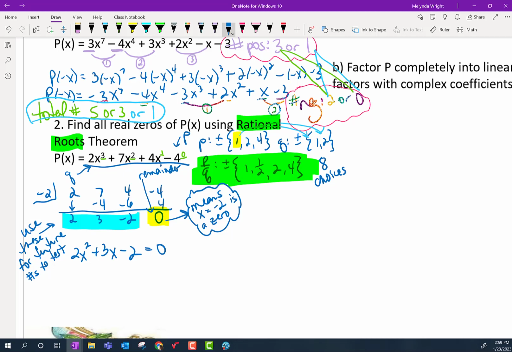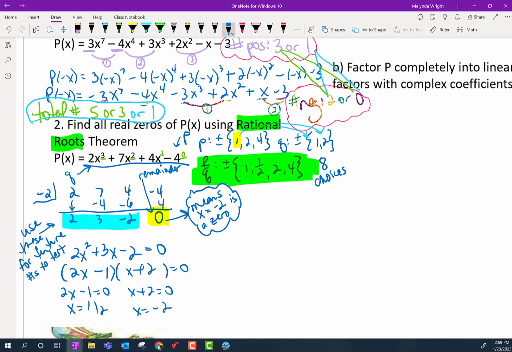Too much memory all in one time? Quadratic formula. If I can't factor, I do quadratic formula. But this one, luckily, I can factor. It's 2x minus 1 and x plus 2. So I say 2x minus 1 is 0, x plus 2 is 0, and then I solve. So we got 1/2, we got negative 2.